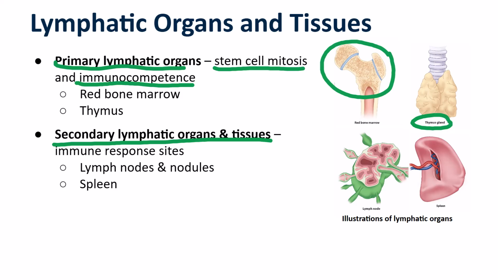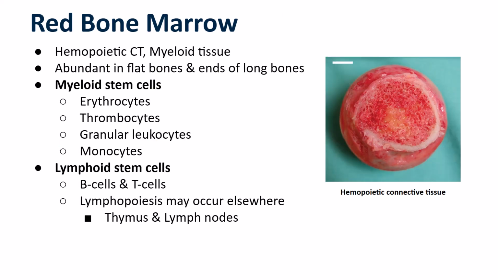cavity. Secondary lymphatic organs and tissues are locations of immune response. These include lymph nodes and nodules. Lymph nodes are capsular, lymph nodules are acapsular, and an example of a lymph nodule would be a tonsil. And the other is the spleen. Let's start with red bone marrow.